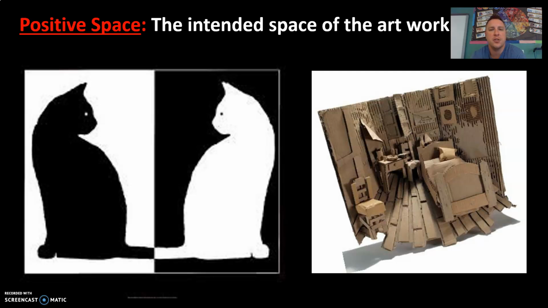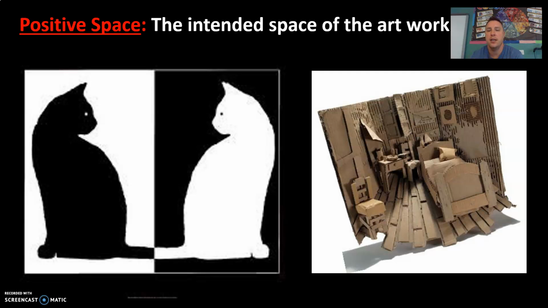So the first word is positive space. Positive space is the intended space of the artwork, what the main image is that you're drawing and creating. On the left is an interesting image because the black cat here is the positive space, whereas the white in the background is the negative space, which we're going to discuss in a minute. But over here on the right, the white is the positive space and the black is the negative space. Just to play on the different colors and different layers so you can perceive positive space slightly differently.